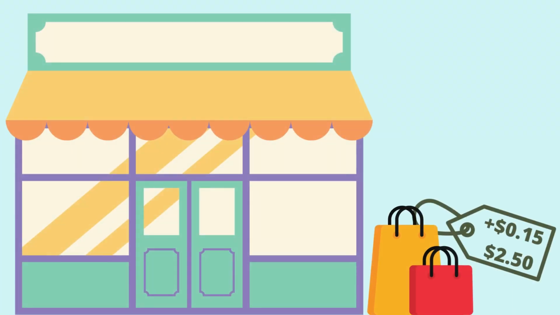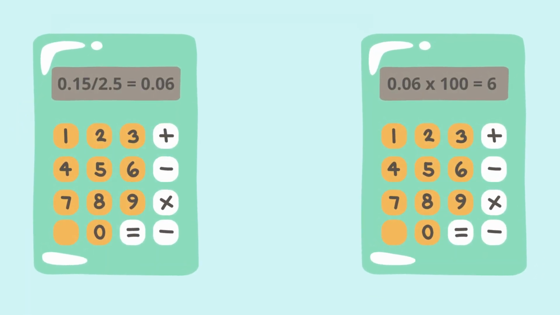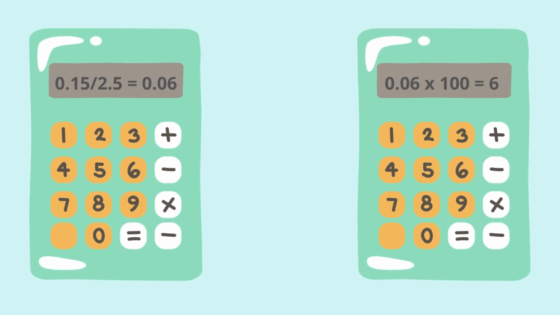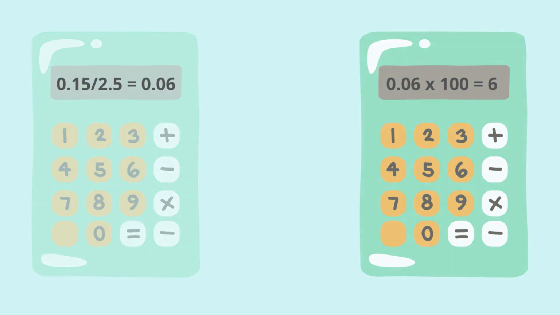Example 2. An increase of 15 cents on a price of $2.50 is an increase by a fraction of 0.15 divided by 2.50, which is equal to 0.06. Expressed as a percentage, this is a 6% increase.